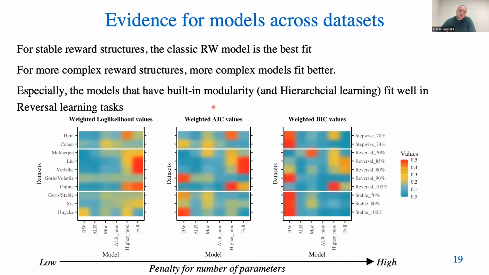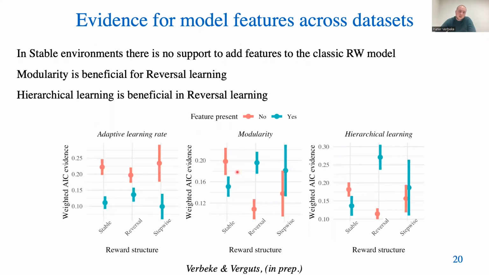But for more complex reward structures, more complex models will start to fit better, especially the models that have built-in modularity, so the mods, higher mods, LR mods, full. These are getting increasing evidence for these reversal learning tasks. And then when we perform regression for model features across data sets, we indeed observed that there is no evidence for one of the features in stable. So the red is evidence for models that did not have this feature, and green is for models that do have this feature.